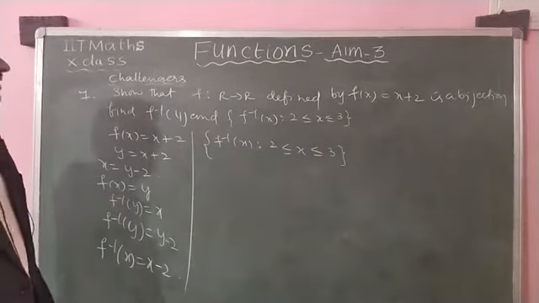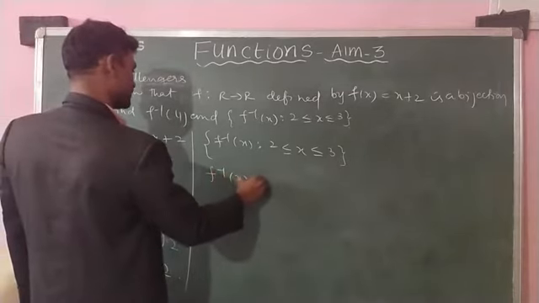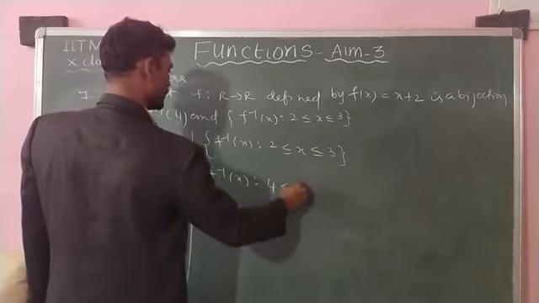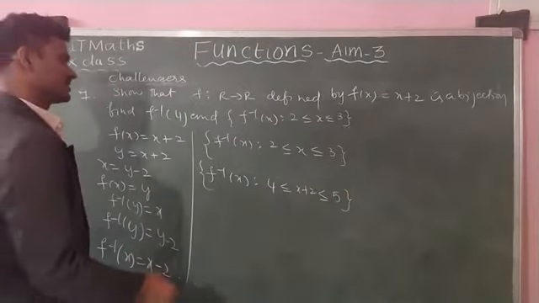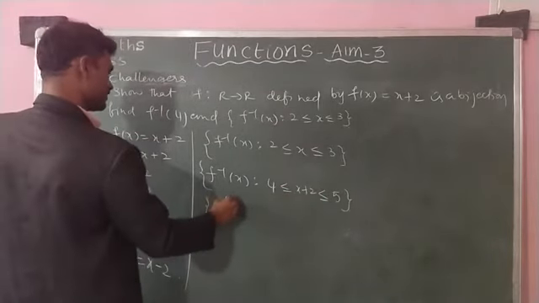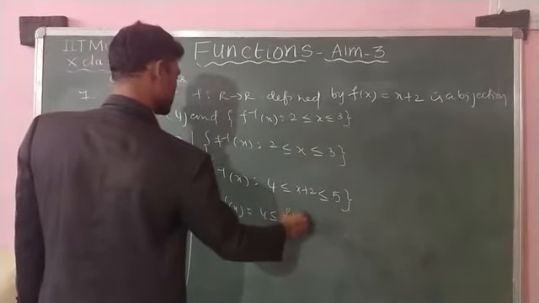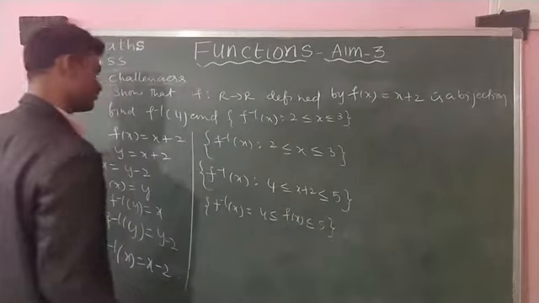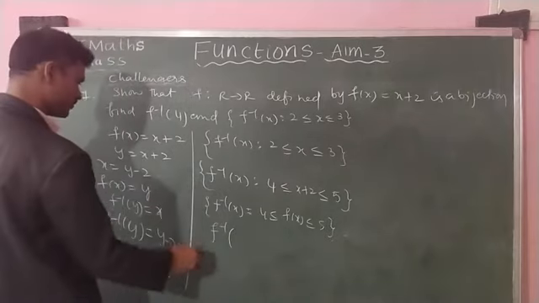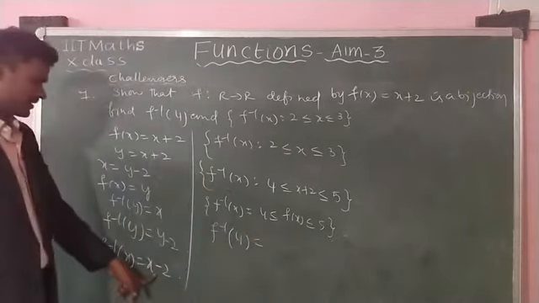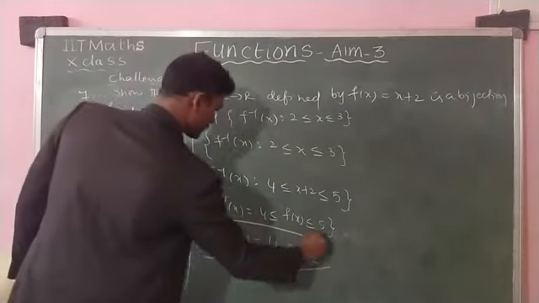Then to this inequation you can add 2: 2 plus 2 is equal to 4 and 3 plus 2 is equal to 5. Now this is f of x. F inverse of x is such that 4 is less than or equal to f of x is less than or equal to 5. Now we want f inverse of 4. F inverse of 4 means 4 minus 2 is equal to 2. This is the answer. Note down.